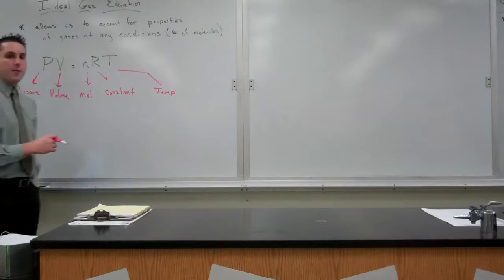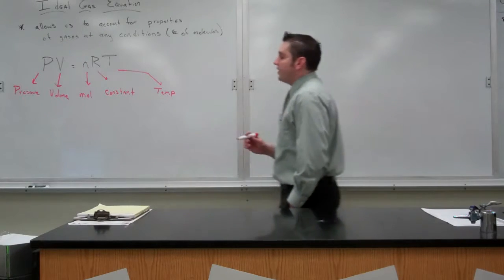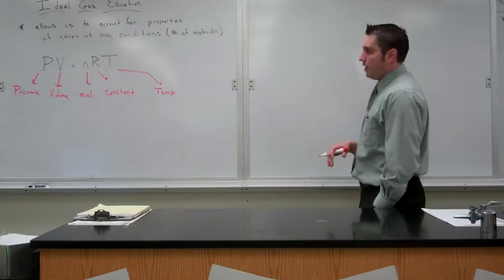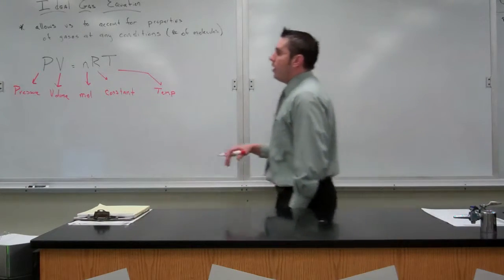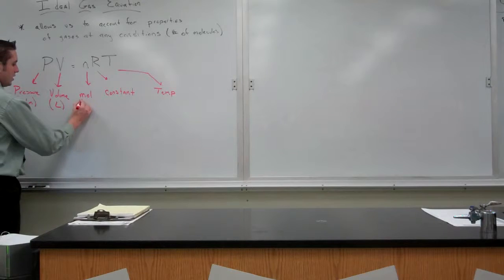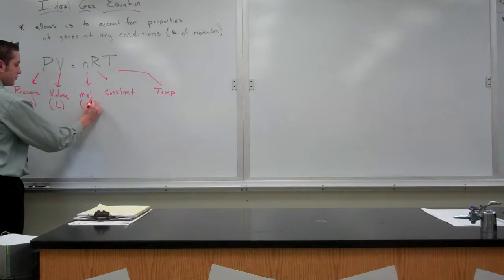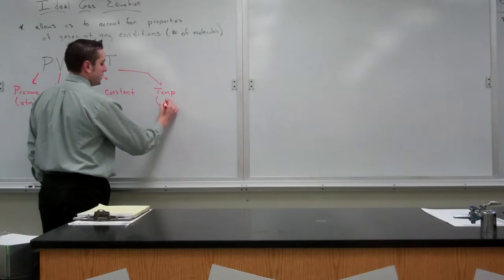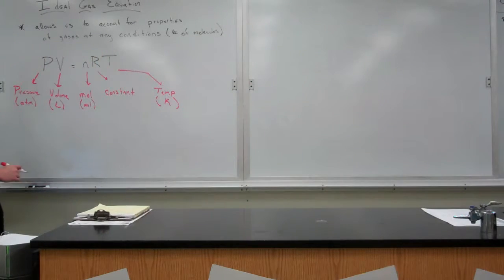The only tricky thing about the ideal gas equation is that it has to have very specific units as you go through. Pressure has to be in atmospheres. Volume must be in liters. Amount must be in moles. Temperature, no surprise, must be in Kelvin.